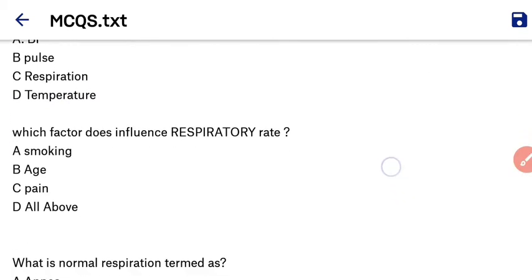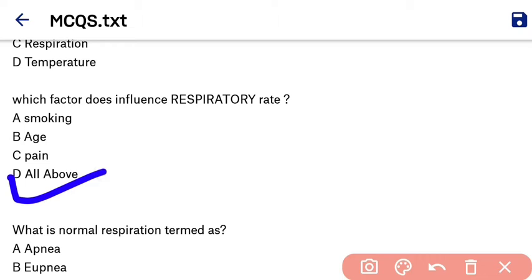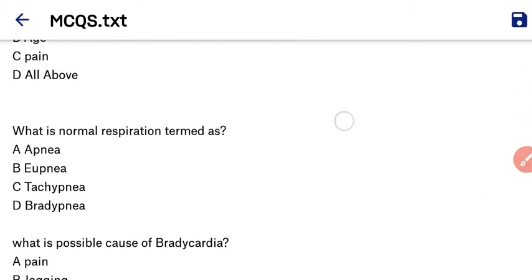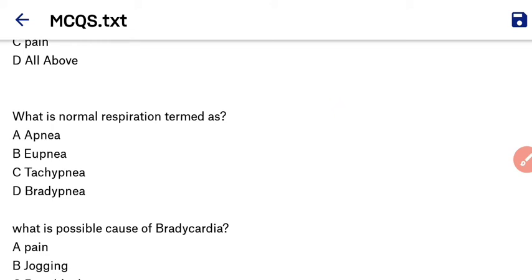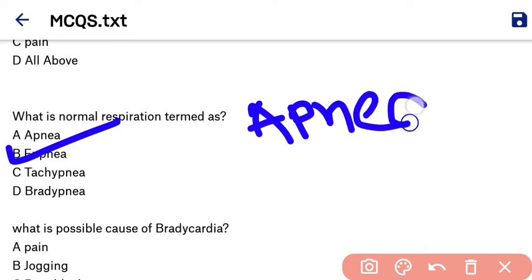Okay, next, which factor influences the respiratory rate? So here our right answer is all of the above. Smoking, age and pain, these 3 factors are responsible to influence the respiratory rate. Okay, next, what is the normal respiration termed as? So here our right answer is eupnea. Okay, B is the correct option. Apnea means the absence of respiratory rate.